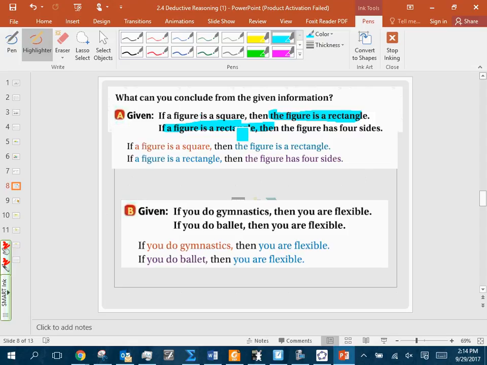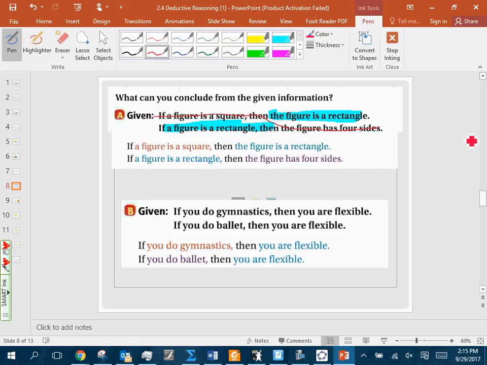Those match, so if they match, what I can do is create a third statement of the things that I don't have highlighted. I'm going to read through and create a statement that follows that path. If a figure is a square, then the figure has four sides. And that's a new conditional statement, because the first two are true, I know that one's true. Make sense?